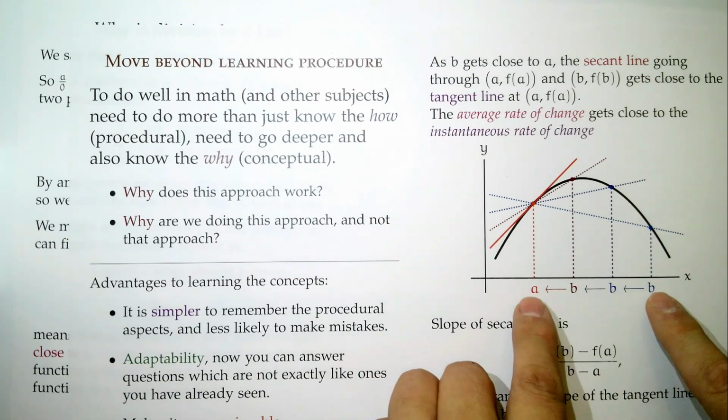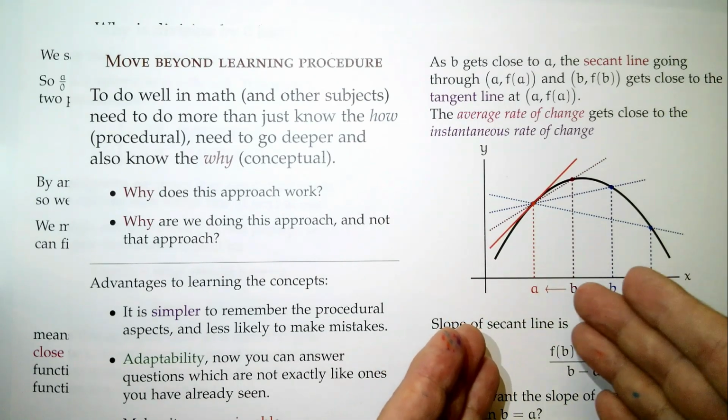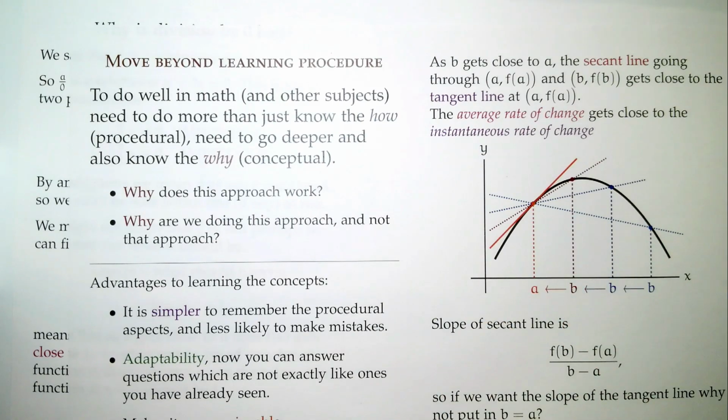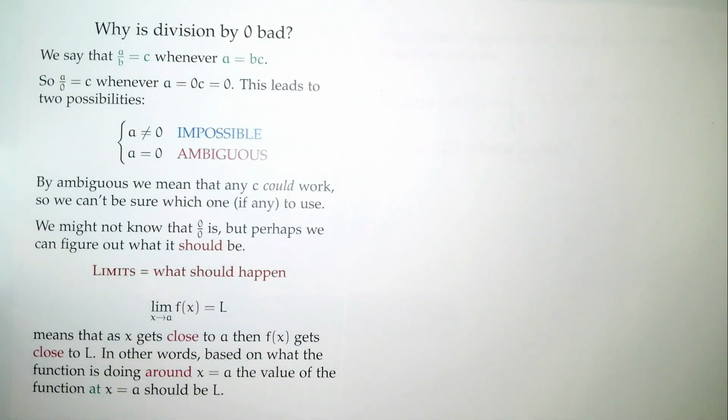But we can think of it as b getting closer to a. So in other words, as b gets close to a, there's sort of this process happening. There's something, one value is approaching another value. So we can say, as things are getting close, what's the behavior? So this is where the limits come in. Limits answer the question, what should happen?